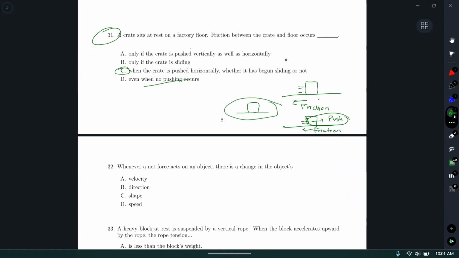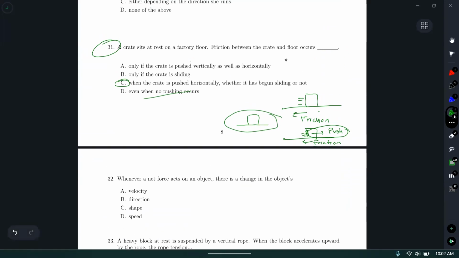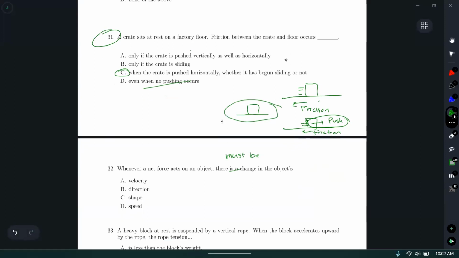This one I think is a little bit vague. Whenever a net force acts on an object, there is a change in the object's... I think it's better to say "must be" or "there is always a change in." Which one of these? Direction or velocity? I'd say maybe.